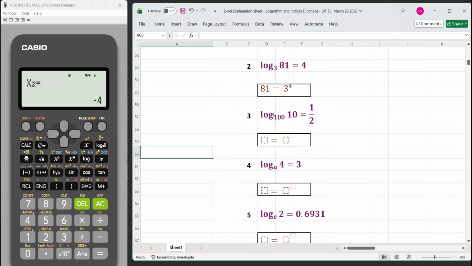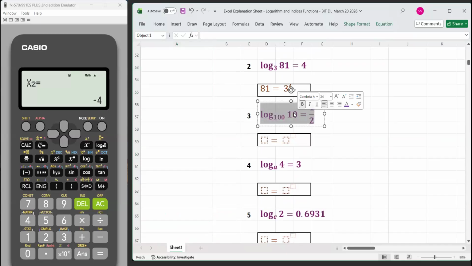So log 10 base 100 is equal to half. Changing it to exponential form means that the number 10 should be equal to the number 100, which is the base, raised to the power half. Please, what is any number raised to the power half? What does it mean? Is it not square root? Yes.